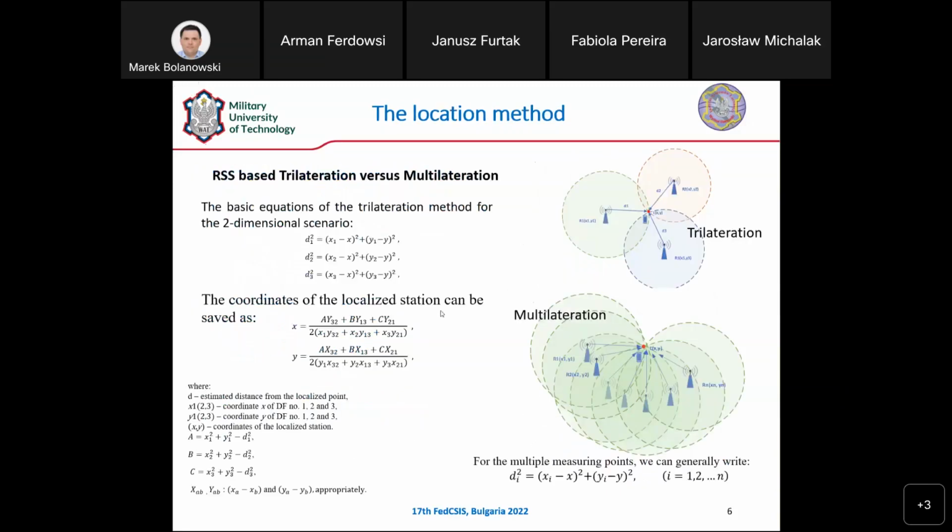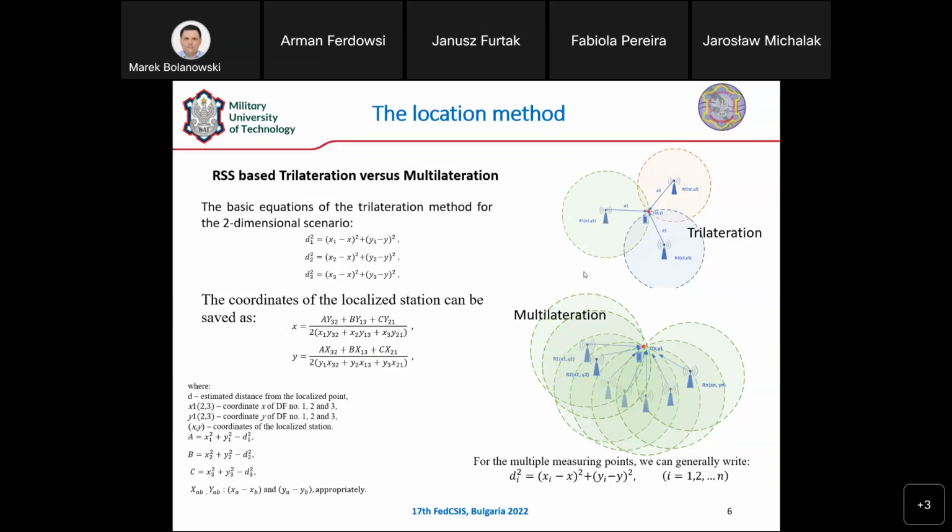Going further, what does multilateration mean in comparison to trilateration? The oldest method of location is using directional finders, at least 3 of them, with a known location. If we have such a situation, we can estimate the distance from the source of the signal to the directional finder. And if you have at least 3 finders, we can estimate the position of the signal source. And we can write 3 equations for this.